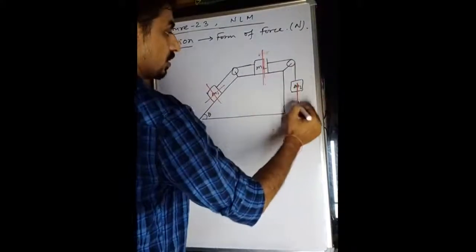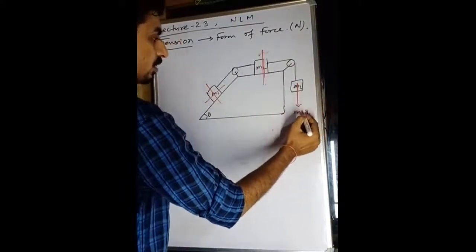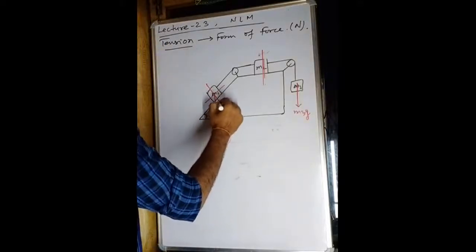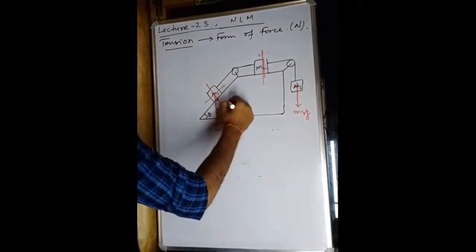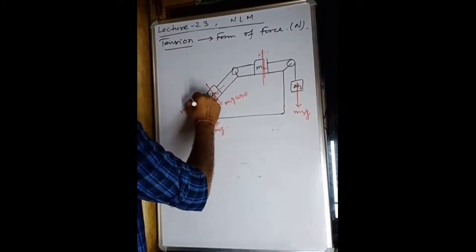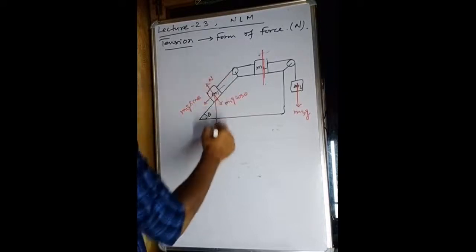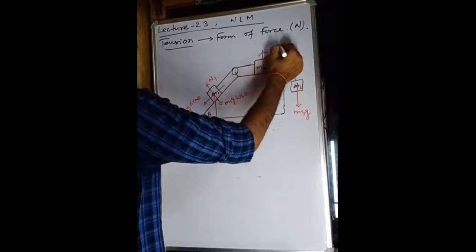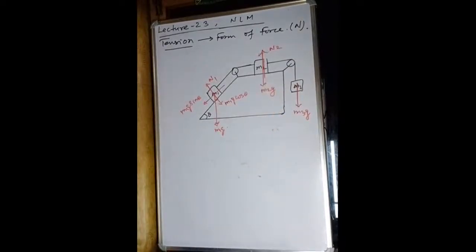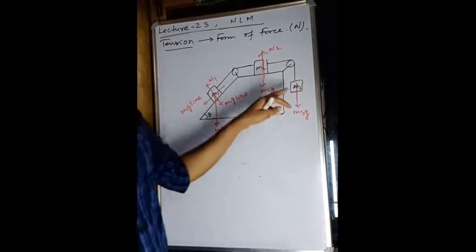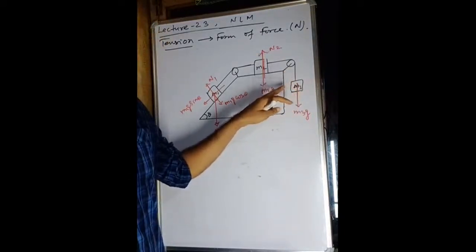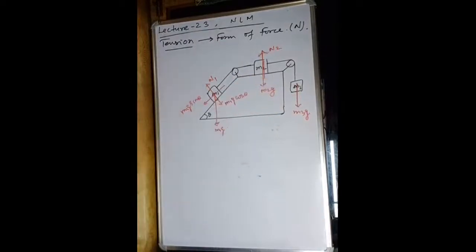Forces: this is M3G. Here, M1G, and the theta will be here. M1G cos theta, here M1G sin theta. N1, here suppose N2, here M2G. My dear students, remember, don't apply the normal reaction over here also. It is in air, so there will be no normal reaction.